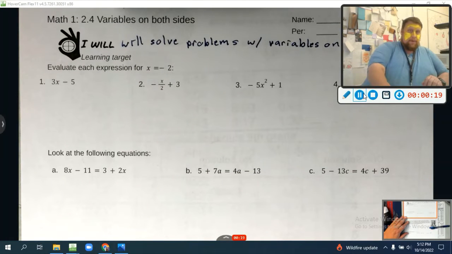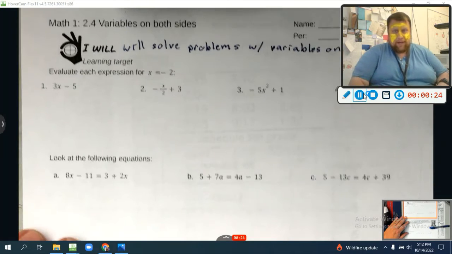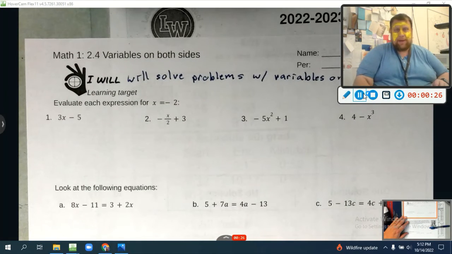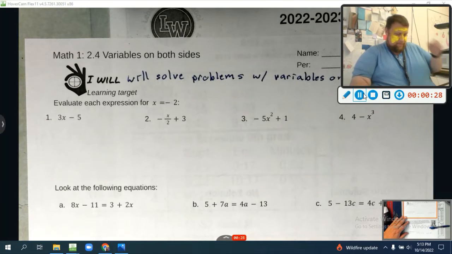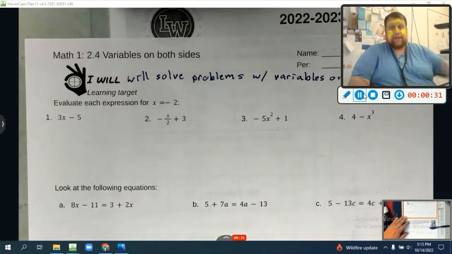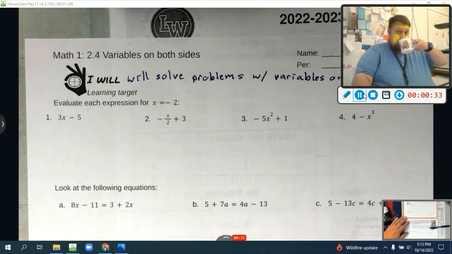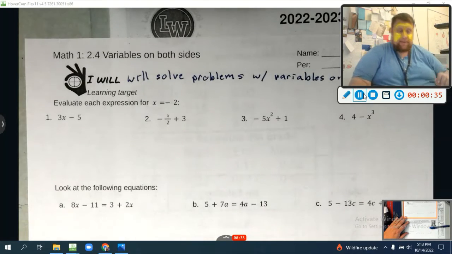All right, awesome. Evaluate each expression for x equals -2. You work that out, guys, and I'm assuming you're going to pause it because I'm not going to take too awful long. Take a little drink of my tea. It's throat-soothing tea. How about that?